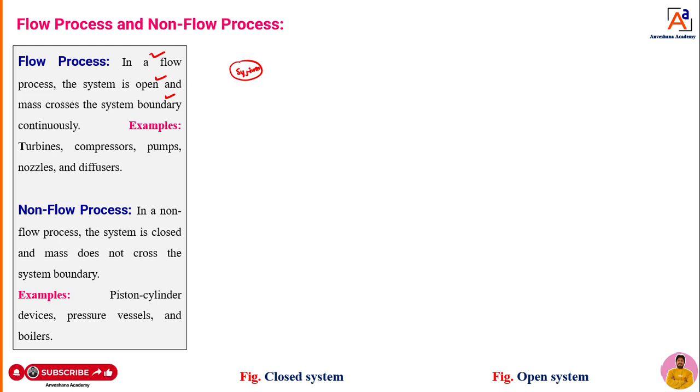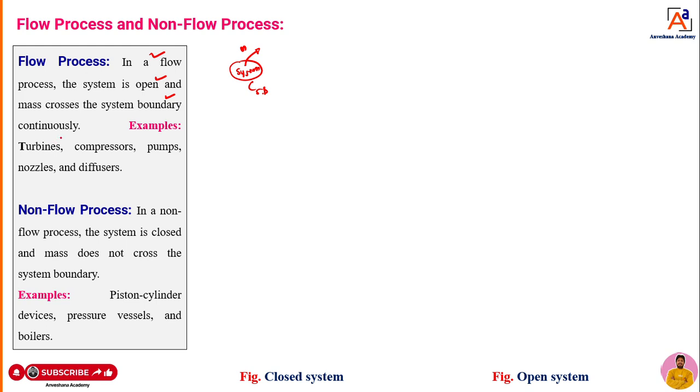Then a process in which it is an open system. You can take an open system, in which the mass crosses the system boundary. The system is surrounded by a boundary, which we call the system boundary, SB. If the mass crosses the system boundary, then we call that process a flow process. A flow process is a process in which mass crosses the system boundary in an open system.